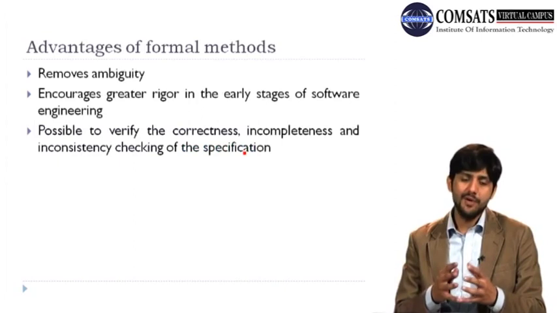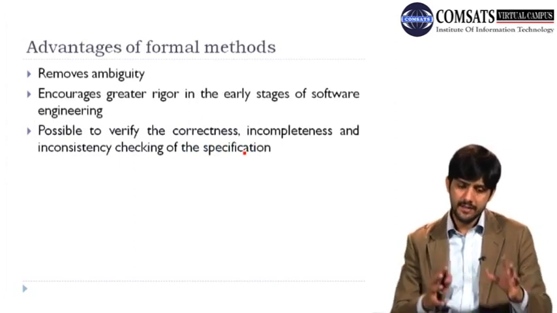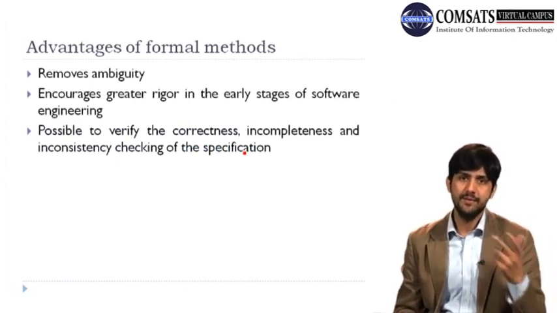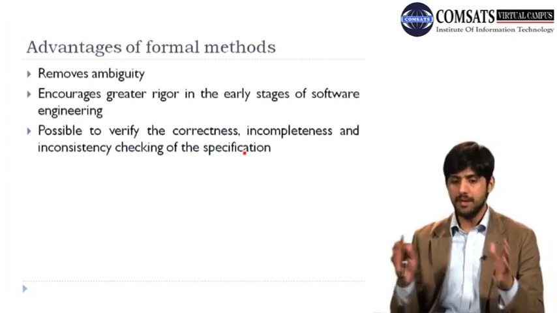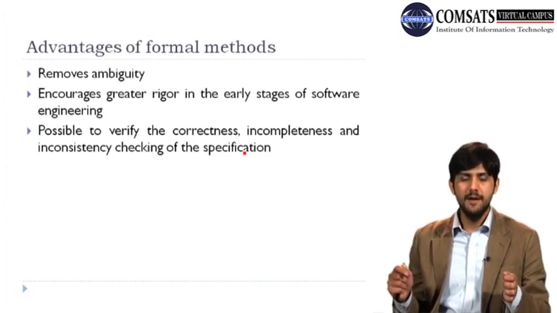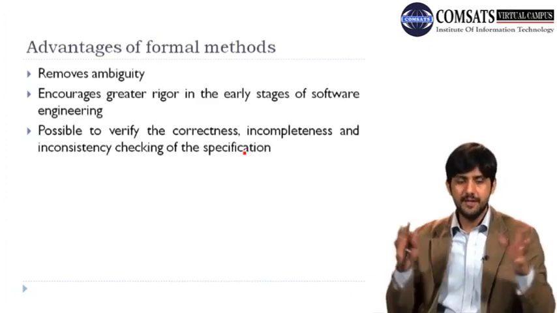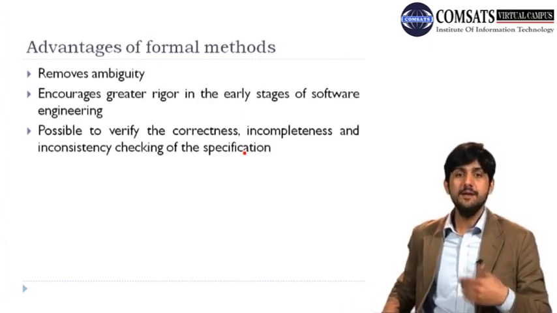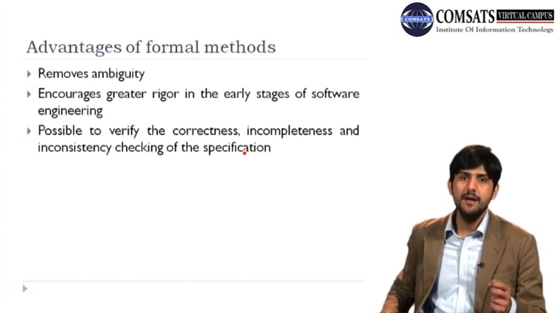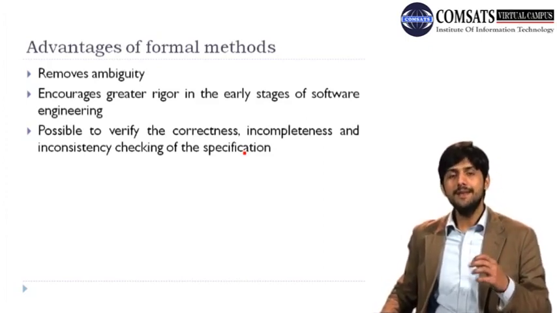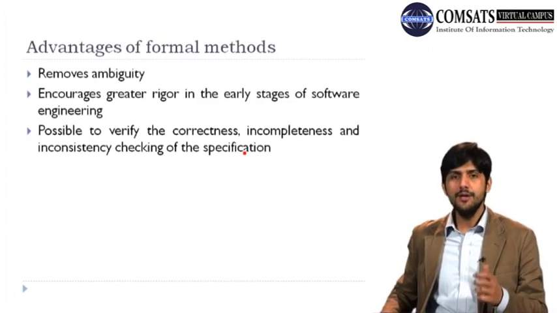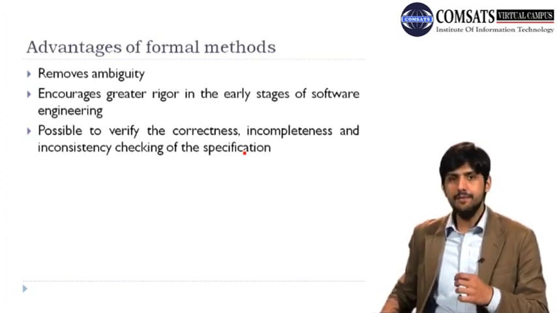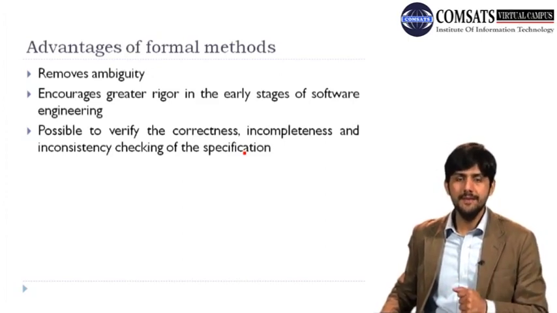So what are the advantages of formal methods? Although we have already discussed this, let's formally write down the advantages. Number one, it removes ambiguity. As we have said, when we use formal mathematical notation to write requirements, maybe in the form of discrete maths constructs, we are removing ambiguities. It encourages greater rigor in the early stages of software engineering. Remember, we said that early on in the product, the customer is not clear about requirements.